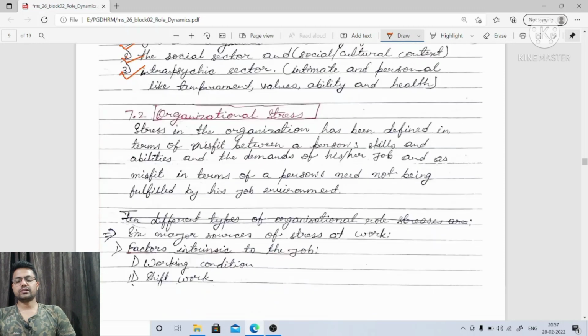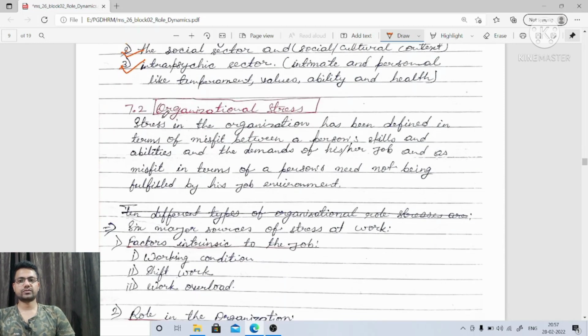So here, next topic given, organizational stress. Stress in the organization has been defined in terms of misfit between a person's skills and abilities and the demands of his or her job, as misfit in terms of a person's needs. Now you see here there is a misfit. So why does stress happen in the organization? Here I'm underlining the term misfit between a person's skills and abilities and the demands of his or her job, as misfit in terms of a person's needs not being fulfilled by his job environment.